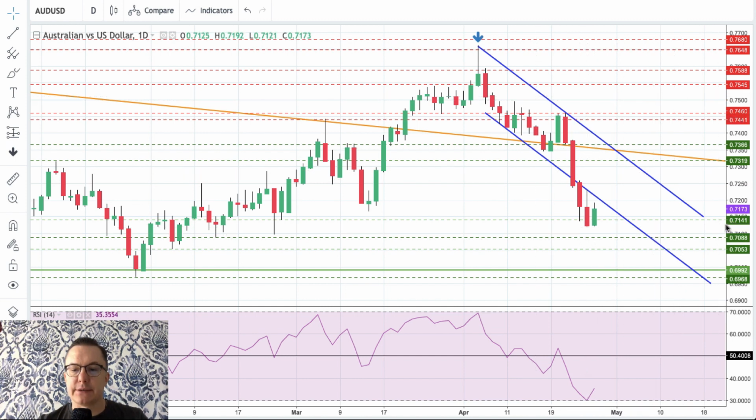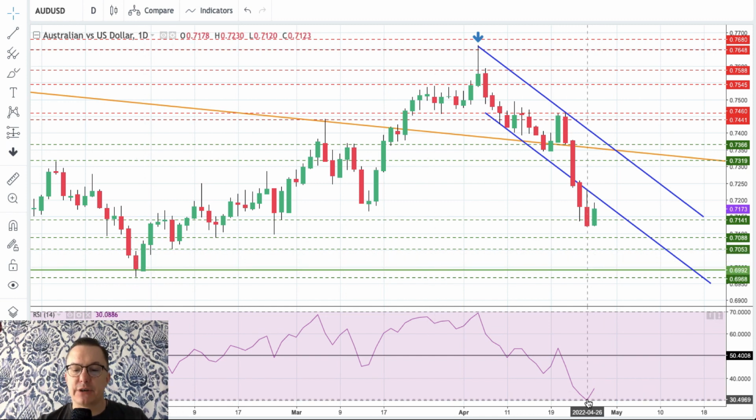Then the recent technical support 7,141 was violated. The next targets are 7,088 pips and 7,053 pips. This year's low is from the 28th of January, located at 6,969 pips, and it's still within reach of the bears.